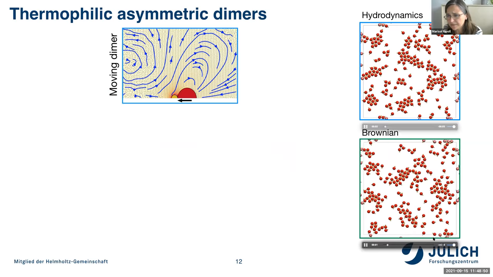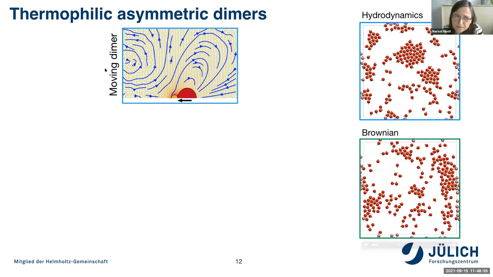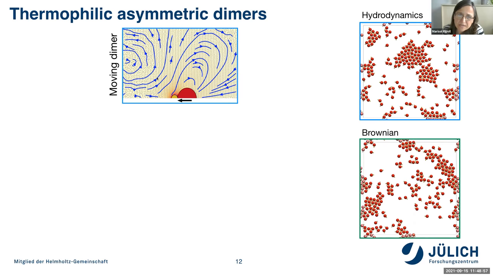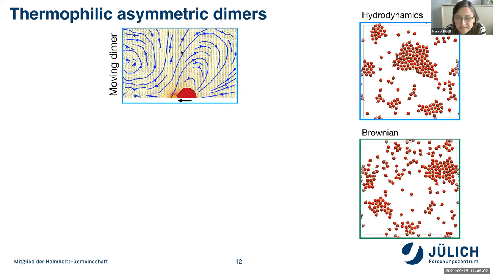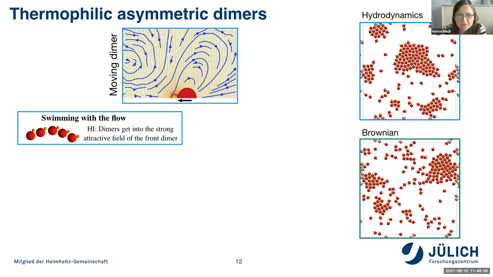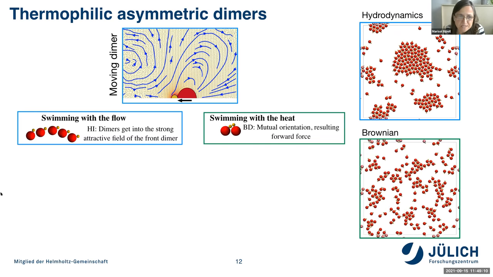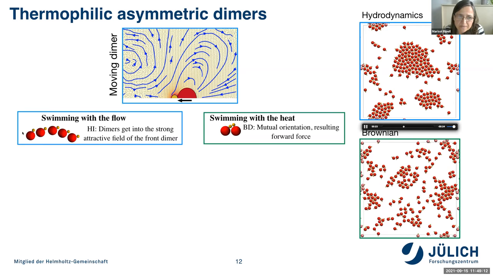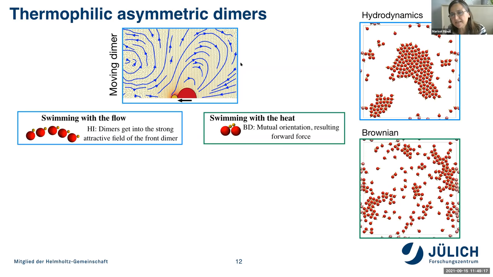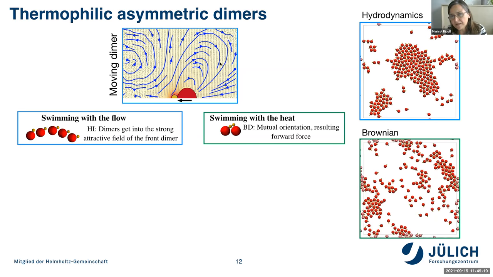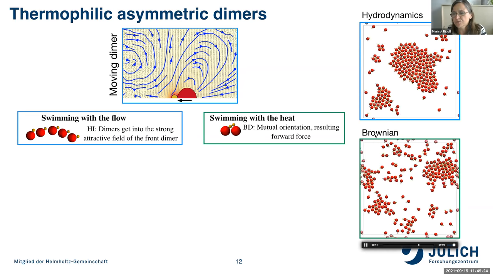And if we want to understand better, these are the same movies. We have to think about how the flow field around these particles looks. And here you can see that you get this attraction in the back and this repulsion in the front when hydrodynamics are included. And for example, if you look at the swimming at low densities, you can see that with hydrodynamics, they like to swim behind each other and a little bit displaced because they are feeling the attraction brought by this flow field. And this is something that you don't see at all in the simulations with Brownian dynamics.